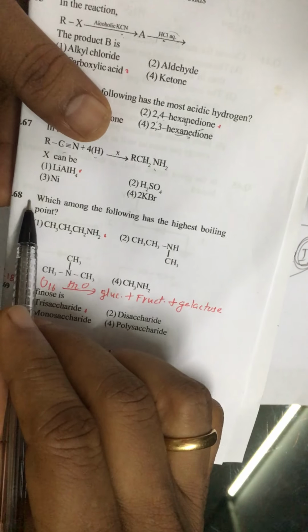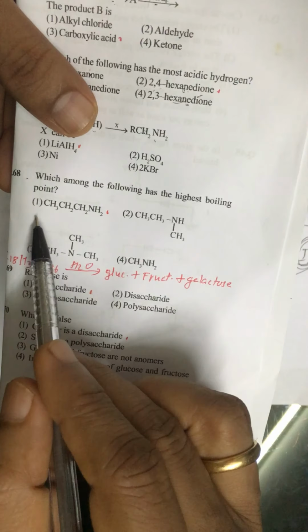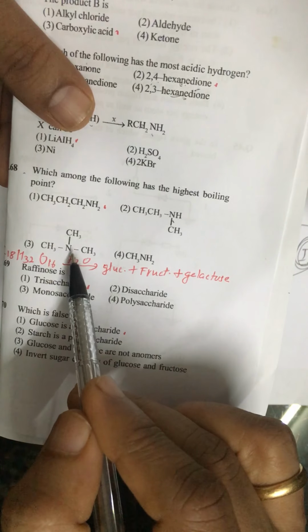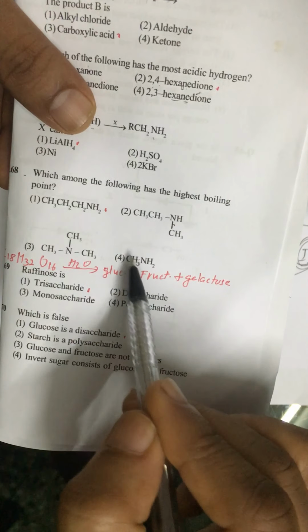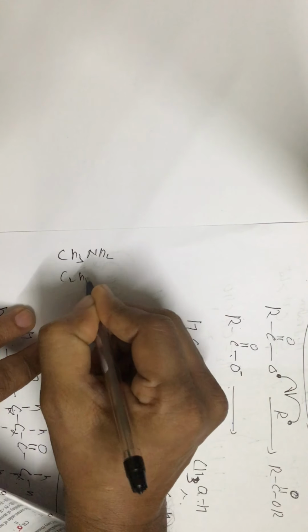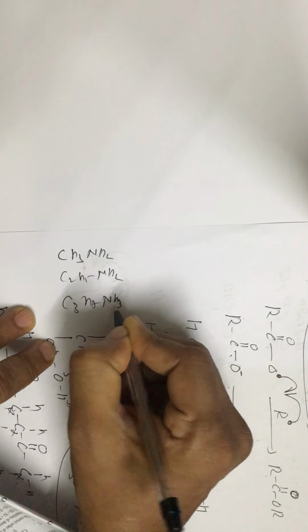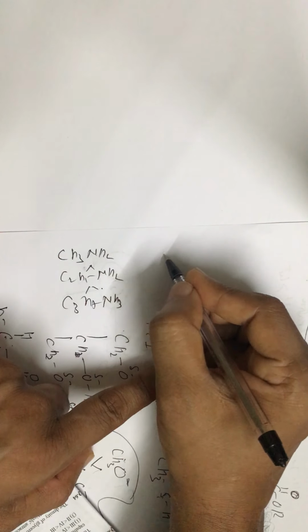Okay. Look at question number 68. Which of the following has the highest boiling point? We have primary amine, secondary amine, and tertiary amine, and these two are both primary amines, but still in any homologous series, like if you compare methylamine CH3NH2, C2H5NH2, C3H7NH2, etc., in a homologous series, the boiling point always increases. And then we have primary amine.